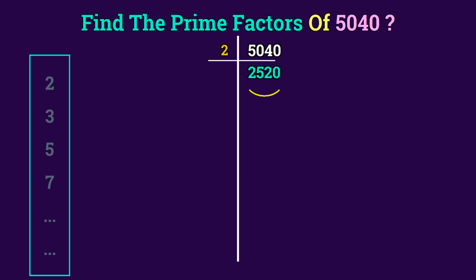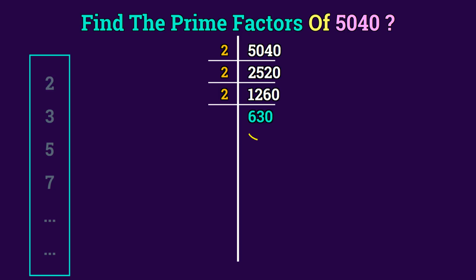Dividing 2520 by 2, which equals 1260. So 2520 divided by 2 equals 1260. Dividing 1260 by 2, which equals 630. So 1260 divided by 2 equals 630.